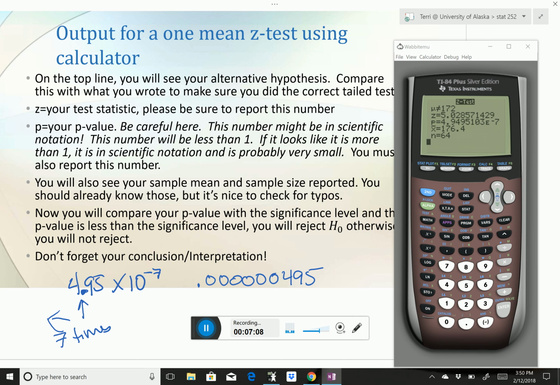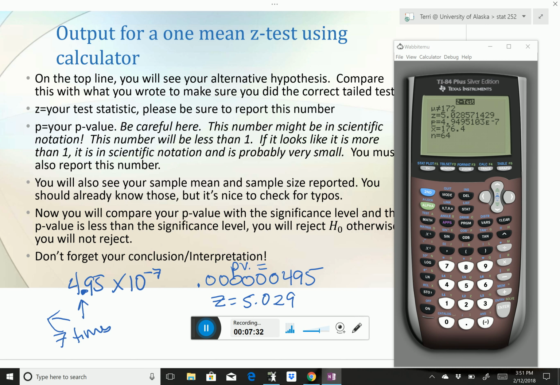If it's something that looks like this, you're going to have to do this. So you have to report your p-value. And again, you have to report your test statistic. My test statistic in this case is 5.029, we'll call it. And my p-value is 0.000000495. Now we know this is a really small p-value.